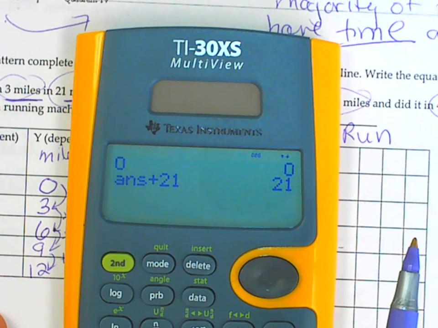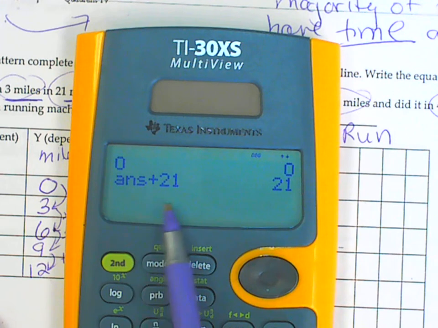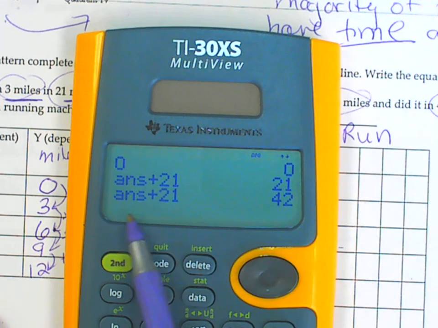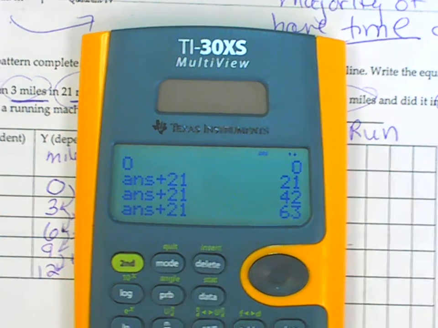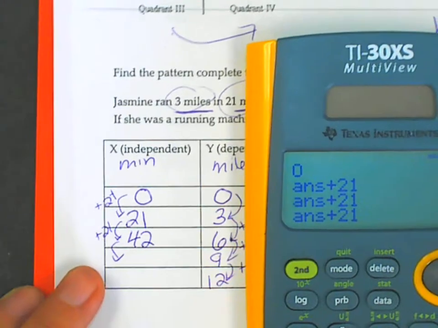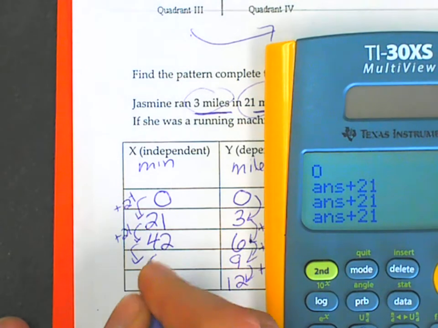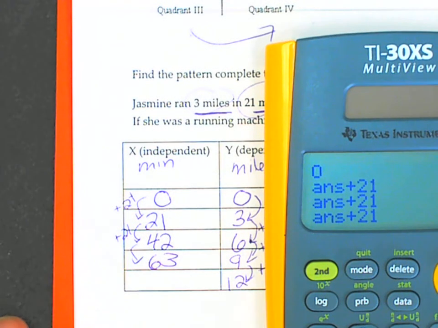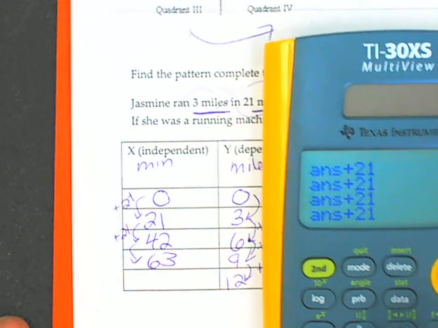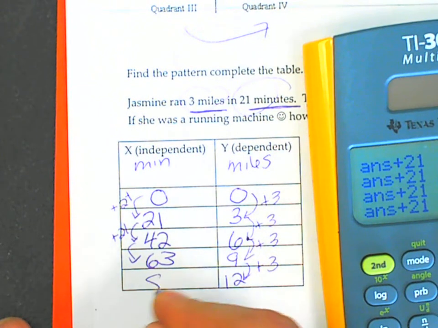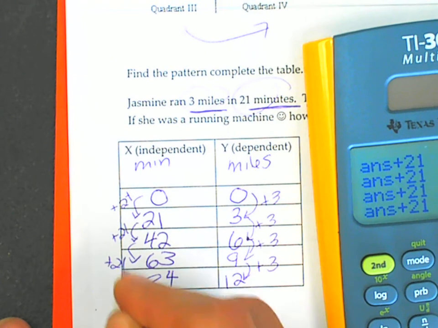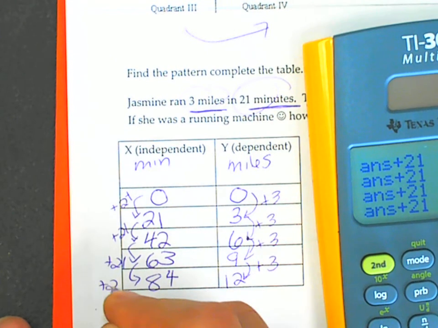Now all I have to do now that I have this wonderful formula in is to press enter again, and it will do the last answer plus 21, which is 42. And I press enter. The next one's 63. So over here I'm going to put 63. I'm going to press enter again, and it's going to tell me 84, and I'm going to put it in here. Nice little trick. You might use it from time to time.